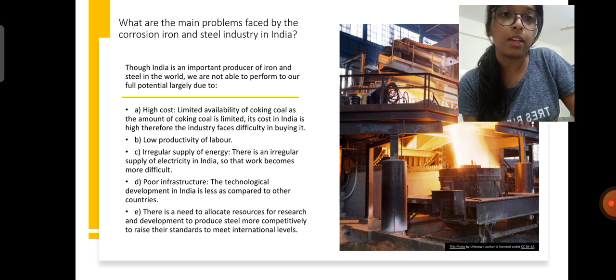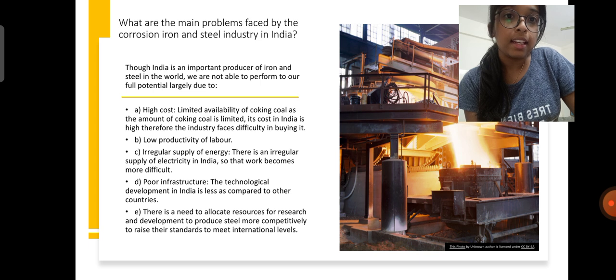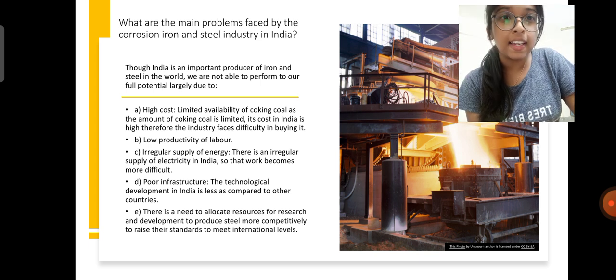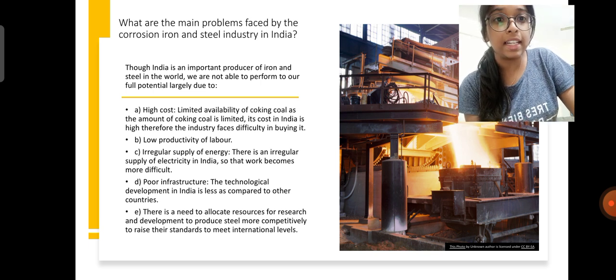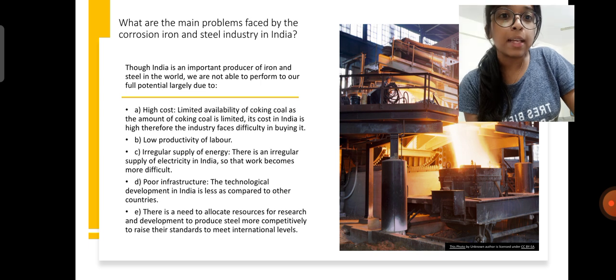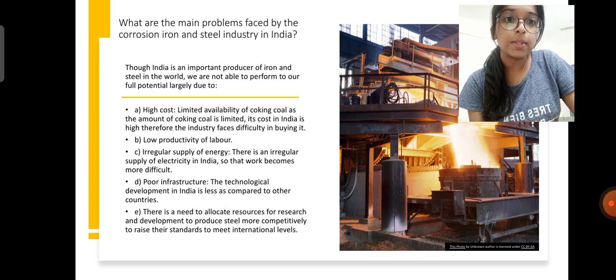Irregular supply of energy. There is an irregular supply of electricity in India, so it becomes more difficult for the workers. Poor infrastructure: the technological development in India is very less compared to other countries. There is a need to allocate resources for research and development to produce steel more competitively and raise the standards to meet international levels.